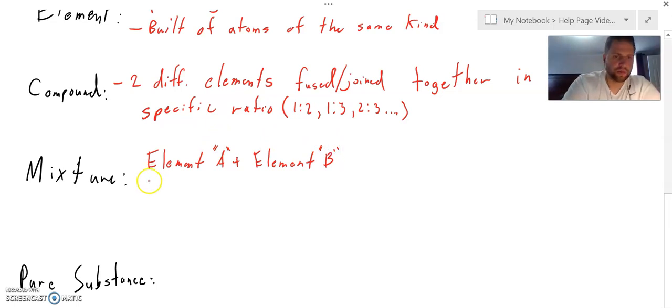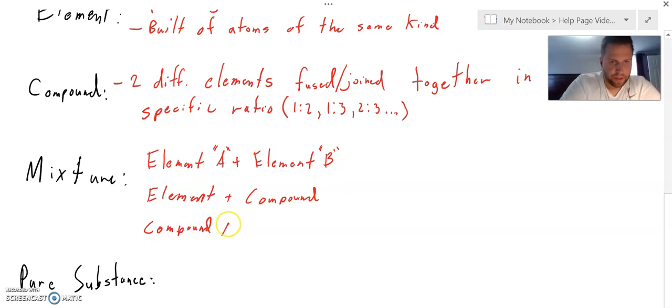You could also mix together an element plus a compound. And also you could mix two different compounds together. That would also constitute a mixture. So we'll call this compound A plus compound B.